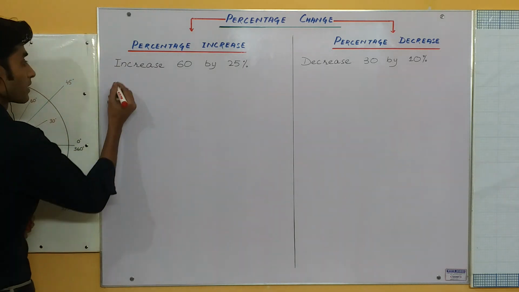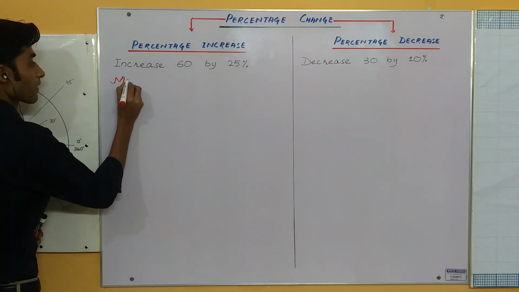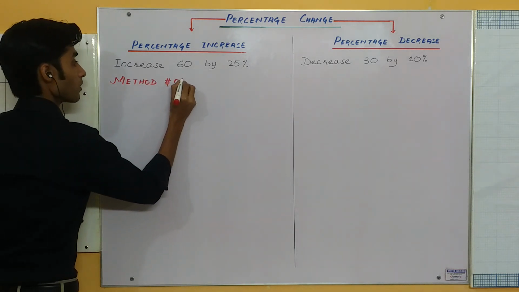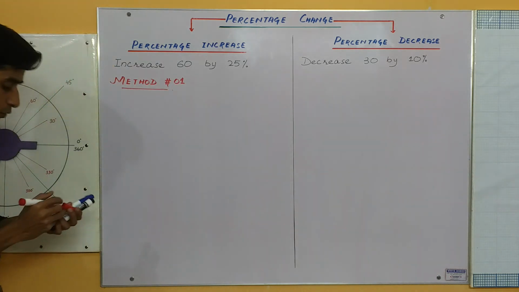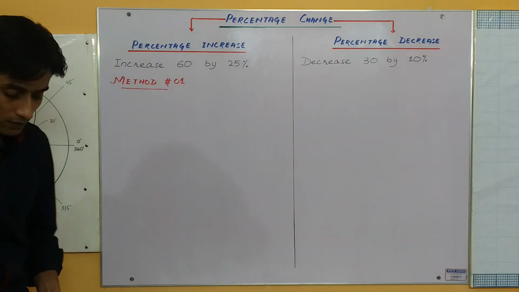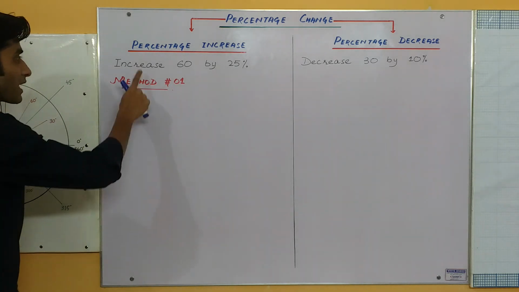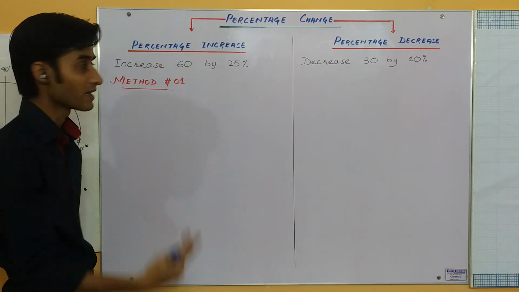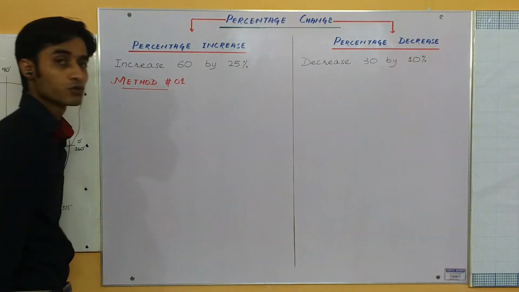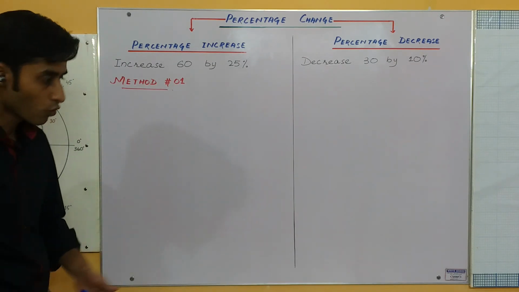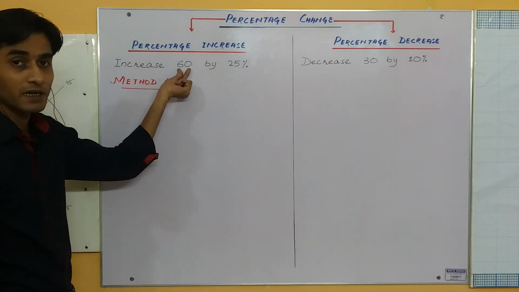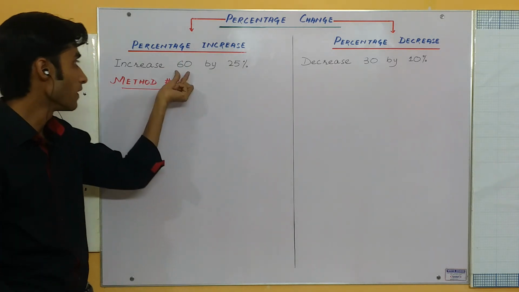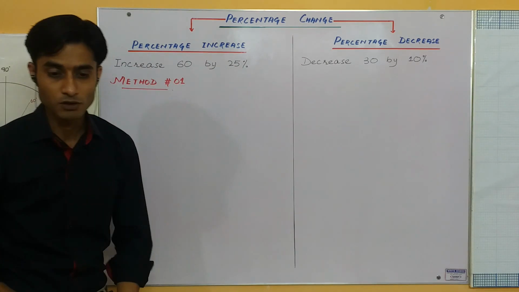I am discussing the first one. Let's say method 1. When I discuss method 1, in this method, what can I do? First of all, I know what is the amount that I have to increase. I have 60 and I have to increase it by 25%. So I need to know which value should be added to 60. Obviously 60 and 25% cannot be added together. This is a quantity, this is a percentage.